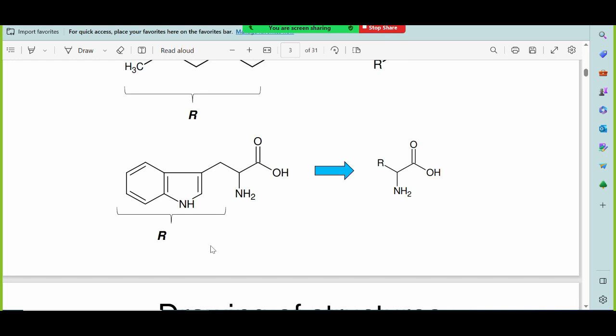So the same here. This is an amino acid. It has the amine group, and it has the carboxylic acid at the end. So it has 2 functional groups. And the rest is just, you see, aromatics and some rings, and we don't care, we just abbreviate with R.